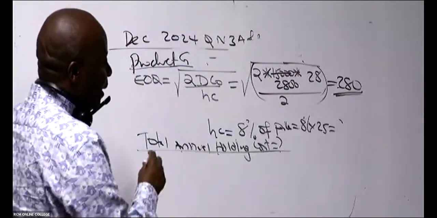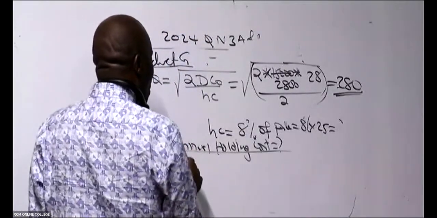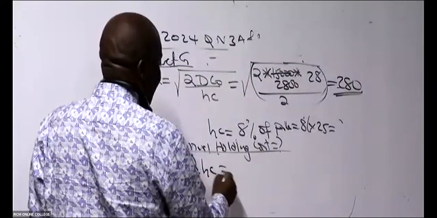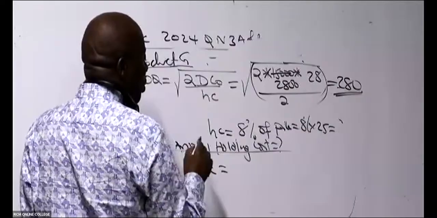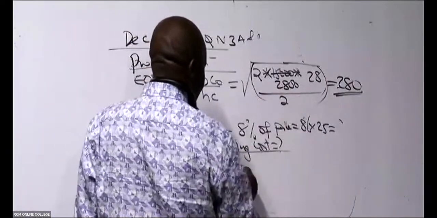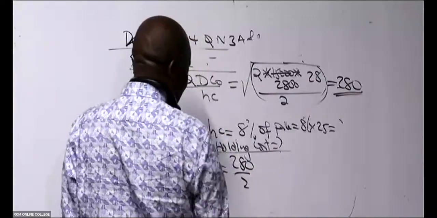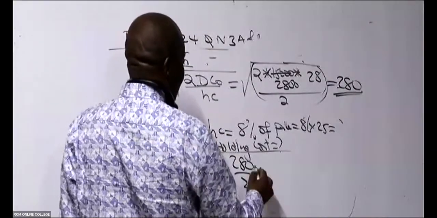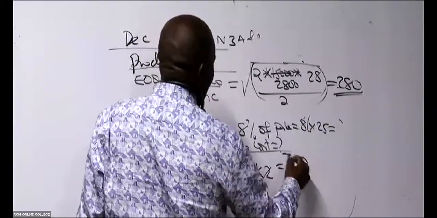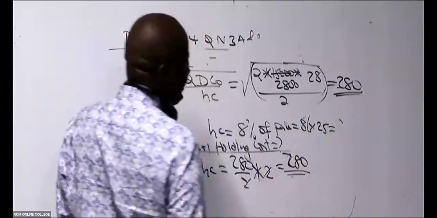So in this case, they have been able to remember that the annual holding cost is Q over 2 times HC. Which Q? EOQ. Economic order quantity is 280, over 2, times our holding cost, which is 2. That is how they are able to get 280.